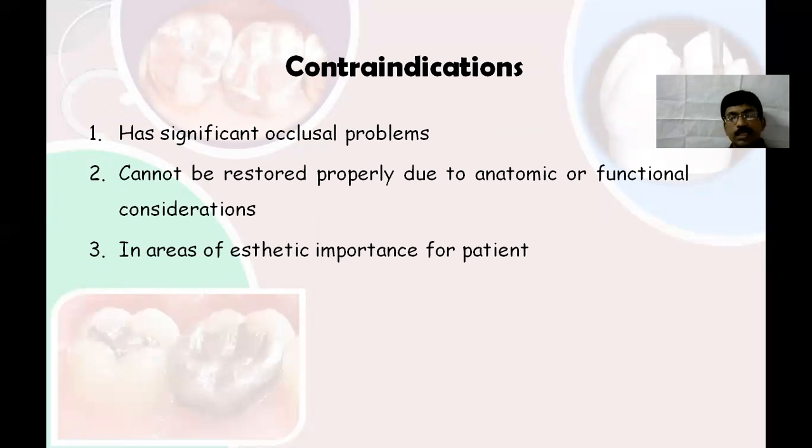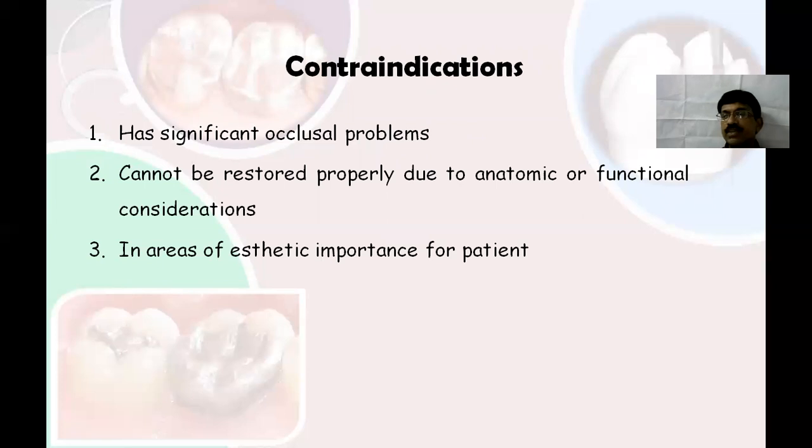Number one, when there are significant occlusal problems. So in malocclusion cases, we can't go for complex amalgam restorations. Second is when the tooth cannot be restored properly due to anatomical or functional considerations. So here also it is contraindicated. So the first contraindication is when there are significant occlusal problems such as malocclusion, we can't go for complex amalgam restoration, because in such cases the occlusal load on these teeth will be very high and the restoration can fail.